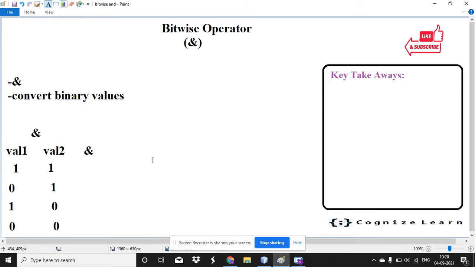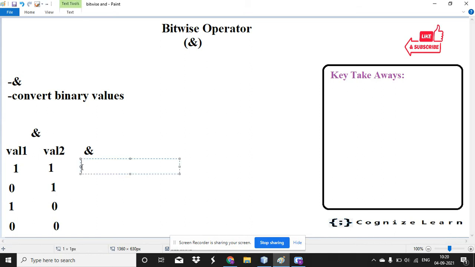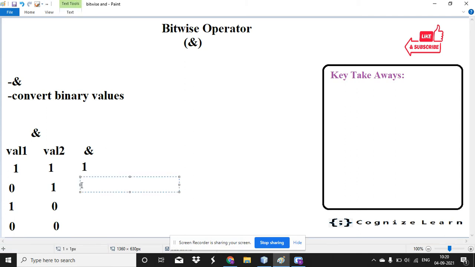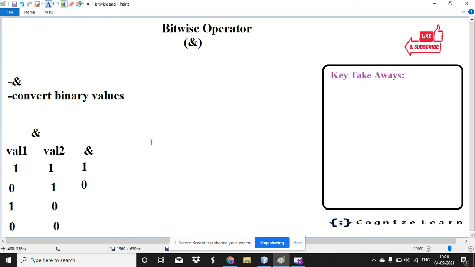Now we are going to look at the output for all the cases. For case number 1, both the values are 1, so it turns out to be 1. And here only one value is 1, the other is 0. So in that case the output becomes 0. The same thing for the next one. And the last one, both are 0, so no change, 0 will get printed. So what you have to understand is, if both the values are 1, then your output will be 1. If at least one value is 0, then your output is 0. So this is the whole understanding of your bitwise operator.